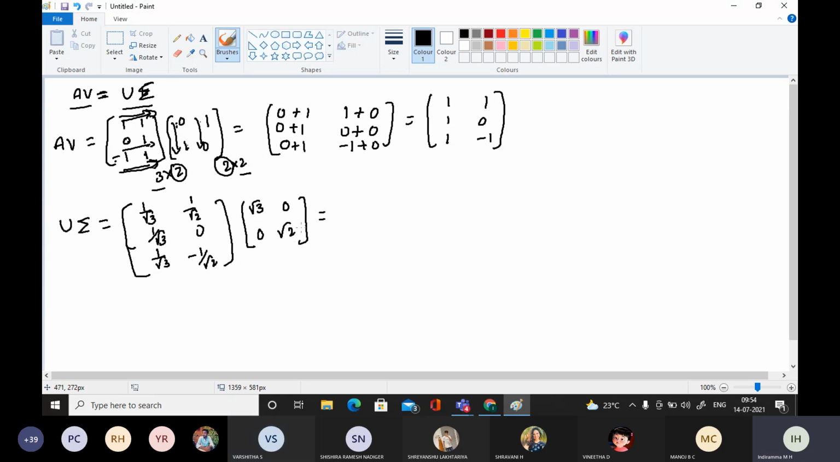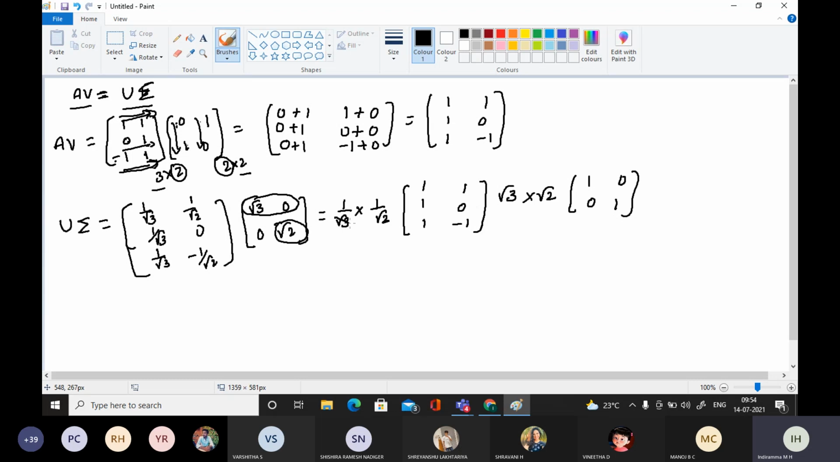Before going to the multiplication, first I will take 1 by root 3 common from the first column and 1 by root 2 common from the second column. Now what are we left with? 1, 1, 1, 1, 0, minus 1. Is it right? Yes, ma'am. Now in the second matrix, take root 3 common from the first row and root 2 common from the second row. Shall I take? Yes, ma'am. What we are left with is 1, 0, 0, 1. So here root 3 cancelled.